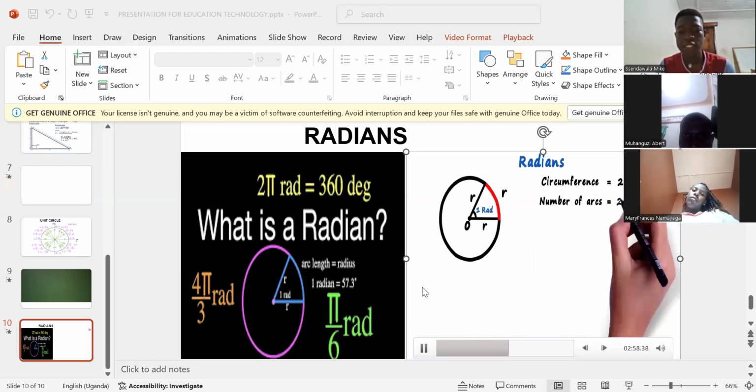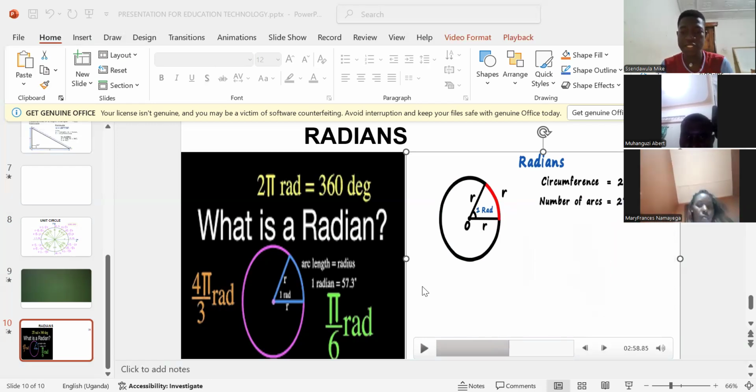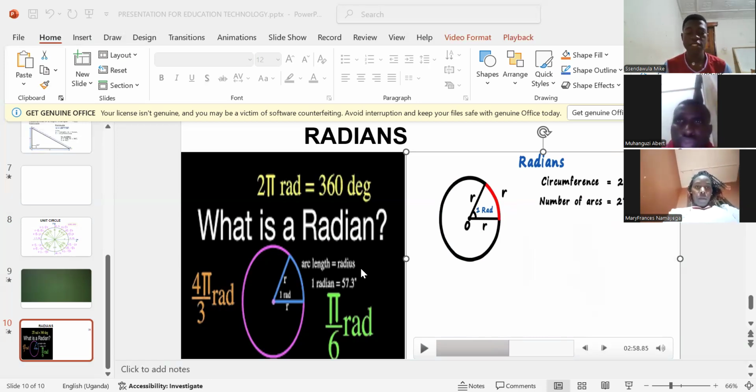Okay, so those are radians. So the computation, if you're asked to, let's say, convert, because we can also convert degrees to radians and from radians to degrees. So that has it all. Maybe if there are any questions, you're welcome to ask before we conclude, in a minute.